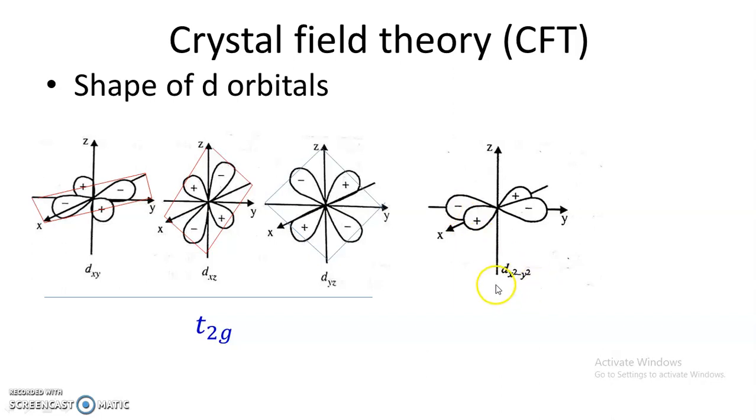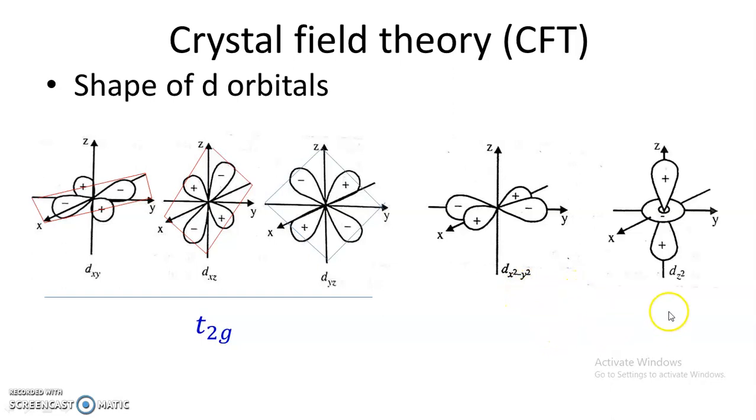Now what is the difference between the dx square minus y square orbital and the dxy orbital? The main difference is, in case of the dx square minus y square orbital, lobes are oriented along the x and y axis, whereas in case of the dxy orbital, lobes are oriented in between the x and y axis. This is the main difference between dxy and dx square minus y square orbitals.